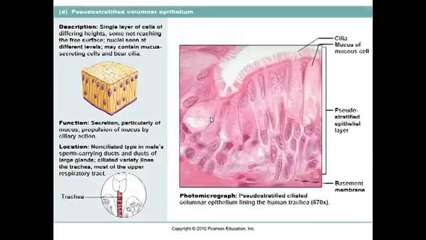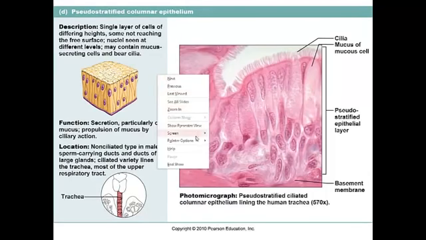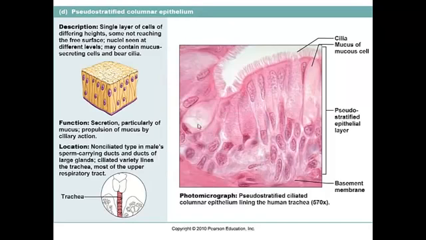Our next example would be pseudostratified columnar epithelia. And pseudostratified columnar epithelia, pseudo means fake. So it really looks like it's many layers, but it's truly not. And so if you look closely, there's only one nucleus per cell here. It's just that the nuclei are at different levels.